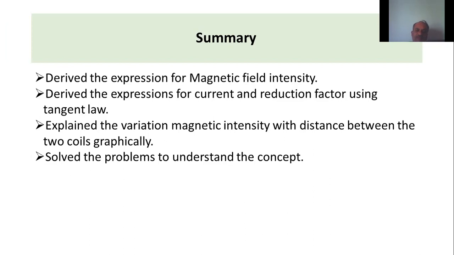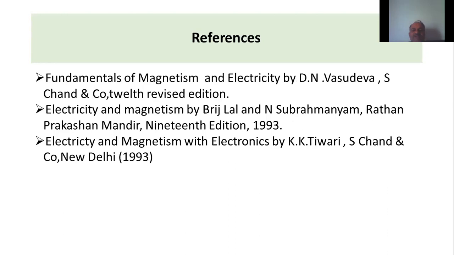So the summary of this session is that we derived the expression for magnetic field intensity, and we derived the expression for current and reduction factor using the tangent law. I explained the variation of magnetic intensity with the distance between the two coils graphically, and solved the problems to understand the concept. And these are the reference books available in your laboratory, and you can go through them.